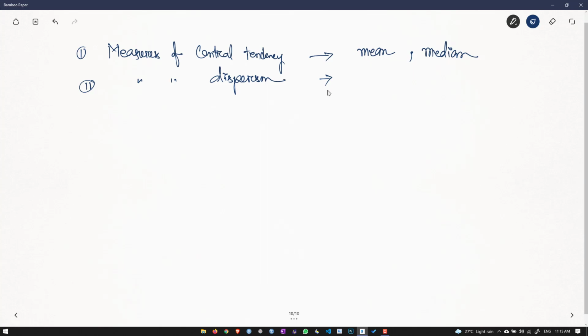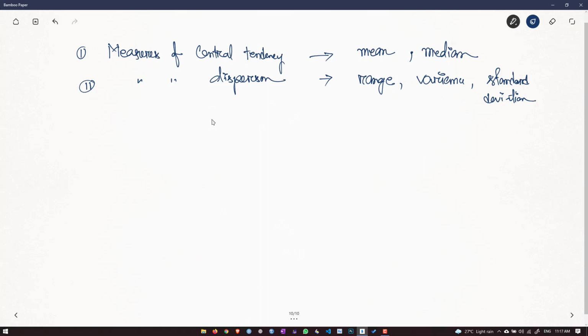And under measures of dispersion, now measures of central tendency is trying to find out the center of a data set, where the center lies, and measures of dispersion is trying to find out how much these numbers vary, how they are fluctuating. So under dispersion, we will study range, variance, and standard deviation.